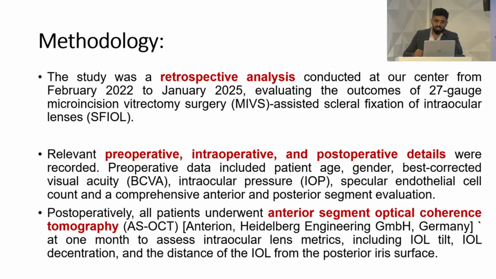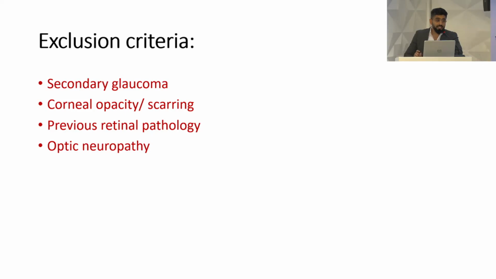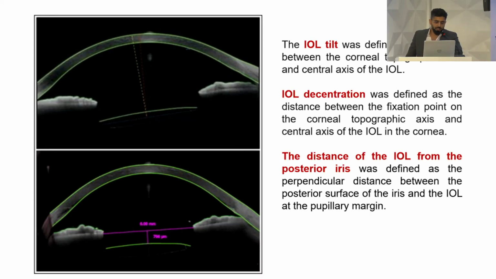Postoperatively, all these patients underwent AIOS2025 using Anterion. The exclusion criteria included secondary glaucomas, corneal opacity or scarring, previous retinal pathology, or optic atrophy or neuropathy. So how did we calculate the IOL metrics?